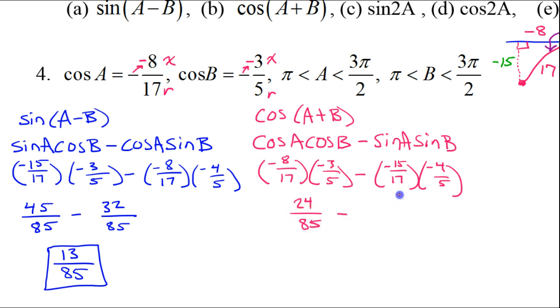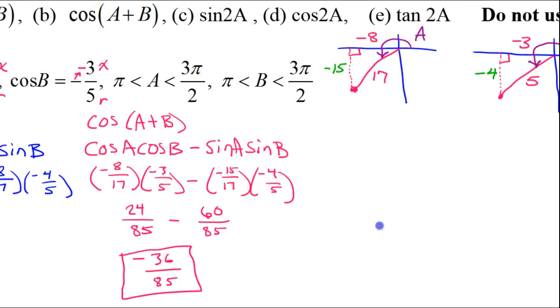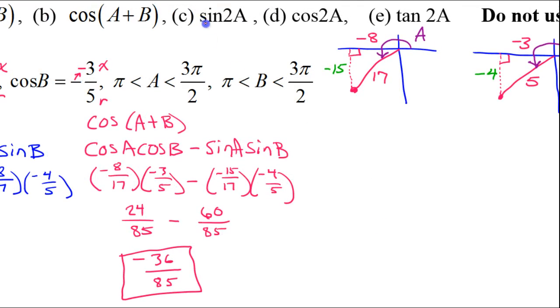Okay, minus positive 60 over 85. So that is negative 36 over 85. Alright, so that is the cosine of A plus B. What is next? Now it's time to find the sine of 2A.